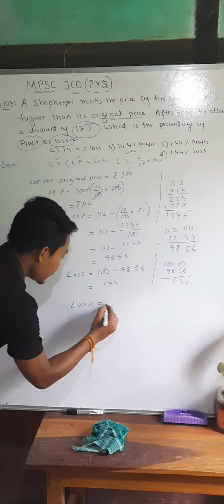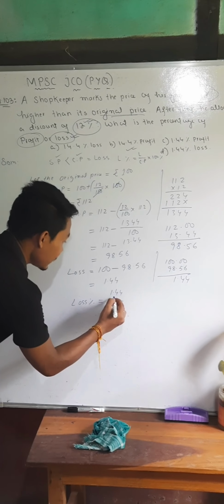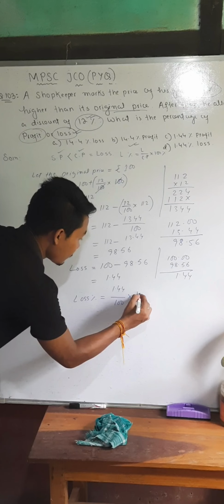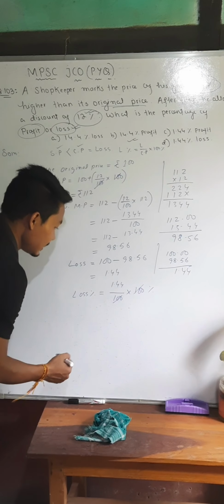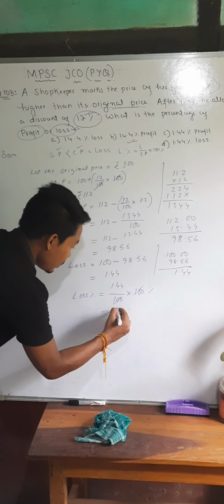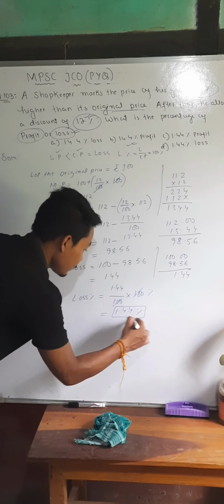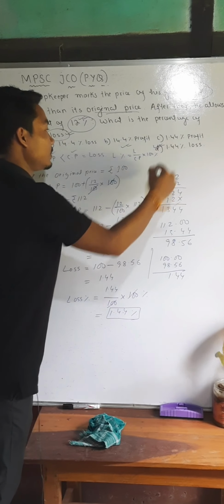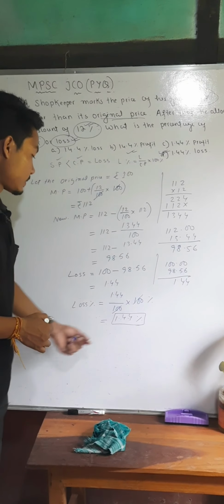Loss percentage gives us loss. What is the amount of loss? 1.44 divided by original price, how much? 100 into 100%. 100 cancel, which gives us 1.44%. This is the total loss percentage. So where is the answer? Option D will be the correct answer. 1.44% is the total loss percentage. So here is our fourth question.